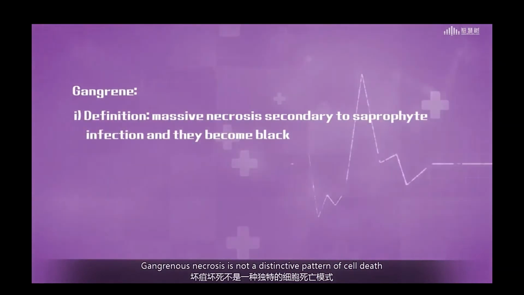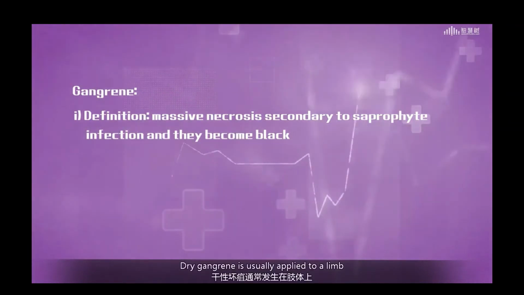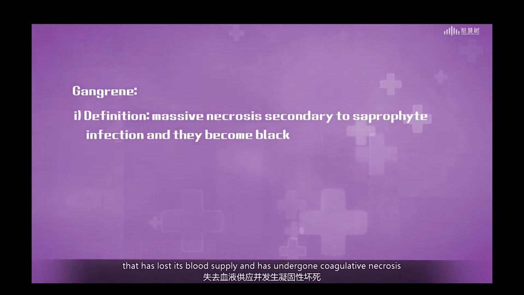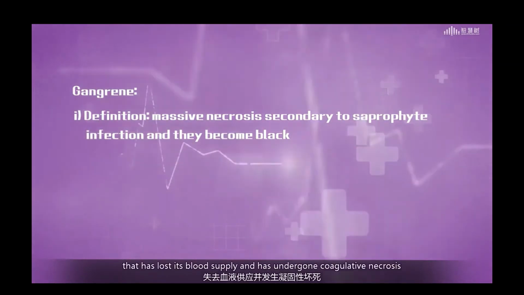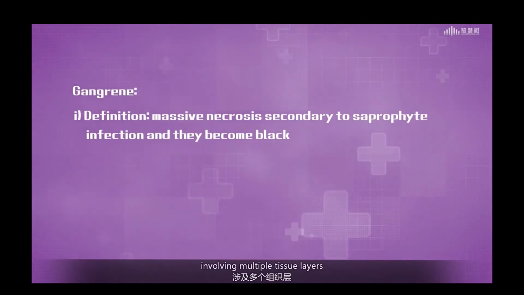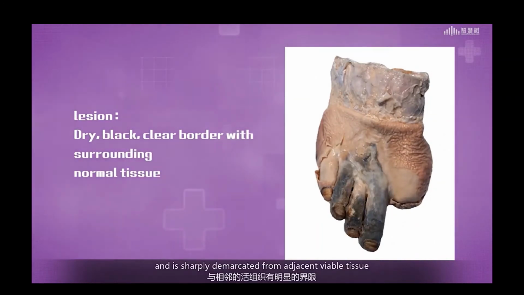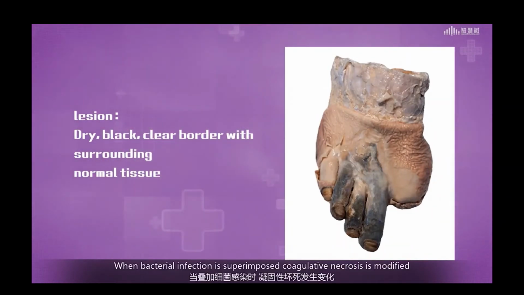Gangrenous necrosis is not a distinctive pattern of cell death. There are two forms of gangrene. Dry gangrene usually applies to a limb that has lost its blood supply and has undergone coagulative necrosis involving multiple tissue layers. The necrotic area appears black, dry, and shriveled and is sharply demarcated from adjacent viable tissue.